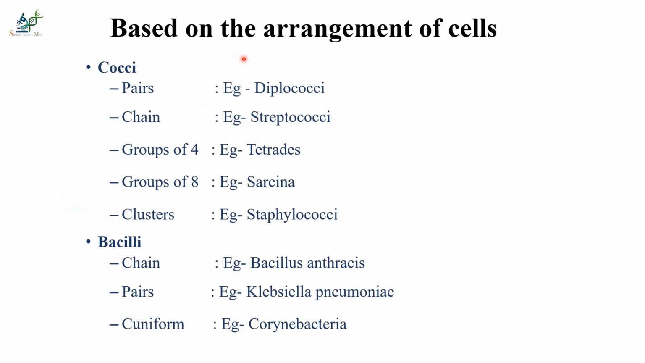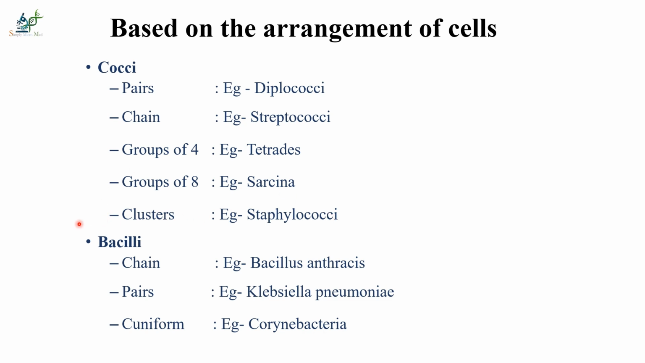Based on arrangement of bacterial cells, cocci and bacilli are classified into many forms. Cocci in pairs, we will call diplococci. Cocci in chains are called streptococci. Cocci in groups of 4 are called tetrads. Groups of 8 we will call sarcina. In clusters we will call staphylococci.